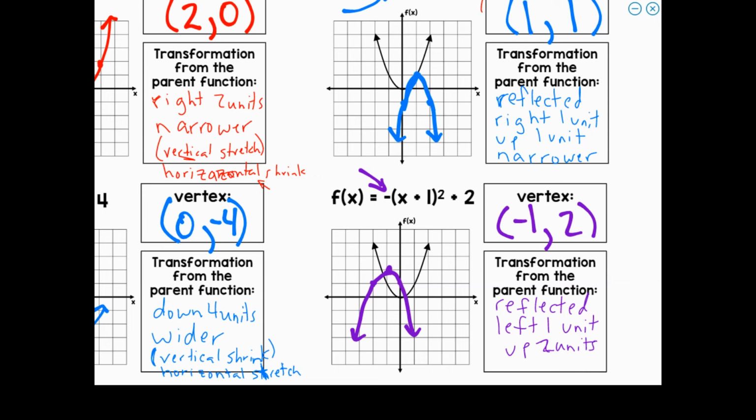And that's the end of our notes. That's the end of our unit about quadratic graphs and the vocabulary for them. Okay.